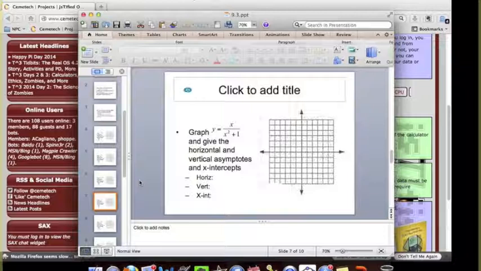For the next one, we have 3 more examples. They're really just one more model of each of the types of things we've already seen. So horizontals, we look at our powers of x's. The power of x here wins in the bottom. The rule is when it wins in the bottom, our horizontal is at y equals 0.